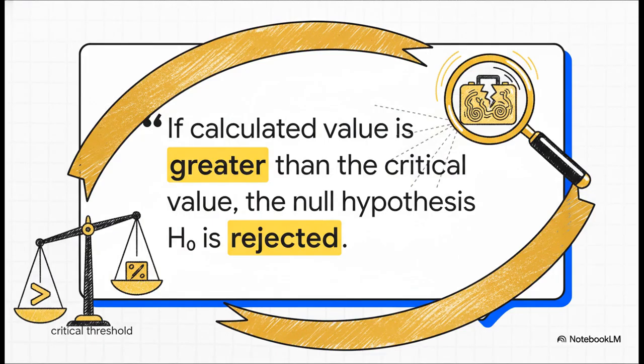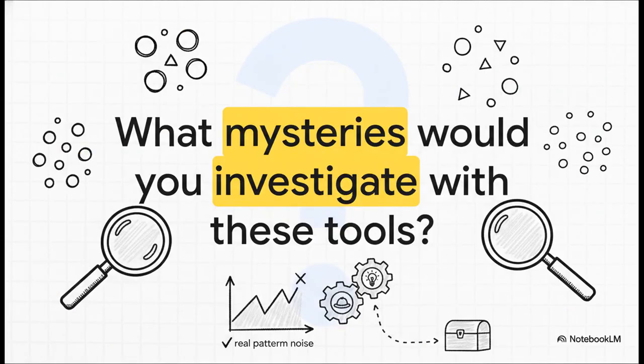And this right here, this is the golden rule that ties it all together. This is the moment of truth. If the evidence you calculated from your data is bigger than that critical threshold, you've cracked the case. You've found something real. So we've just added 2 really powerful tools to your detective kit. You now have the basic framework to test your hunches and to separate a real pattern from just random noise. The only question left is, what mysteries out there are you going to investigate?